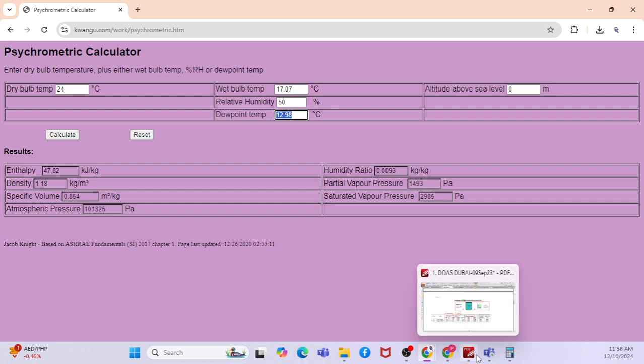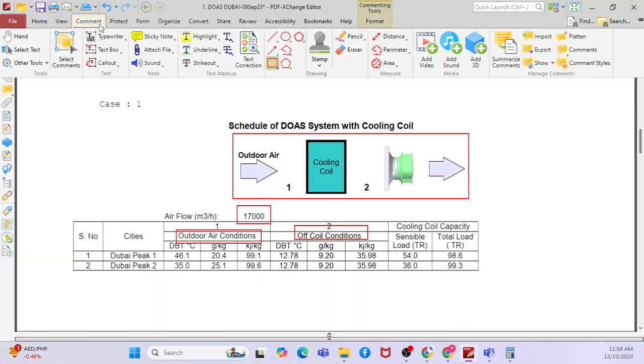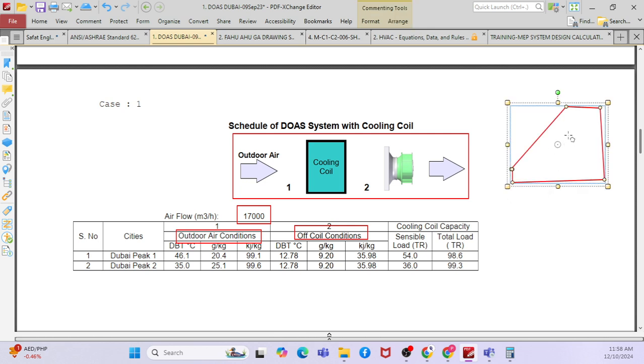Now I will just draw one small picture. Say for example, assume that this is the psychrometric chart. What we have seen is 24 and 50% RH, you will get this particular point. If you go and intersect here, you will get the dew point temperature, correct? So assume that that is the supply temperature when you have only sensible load.